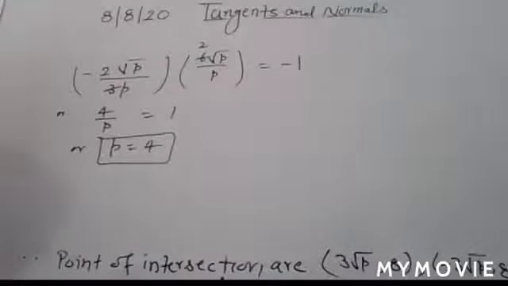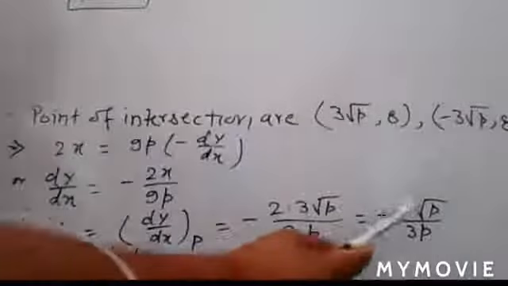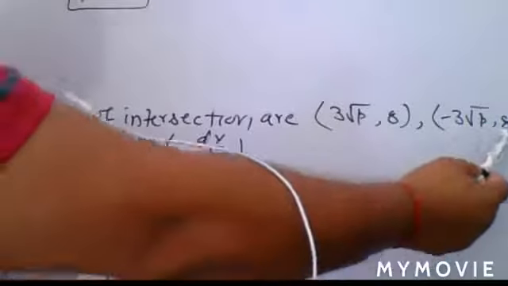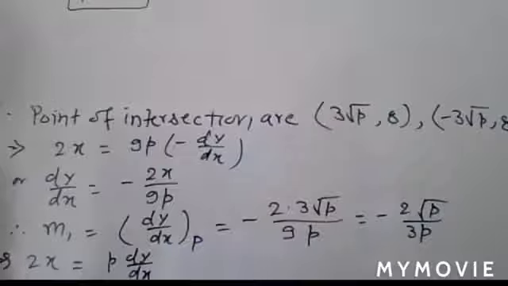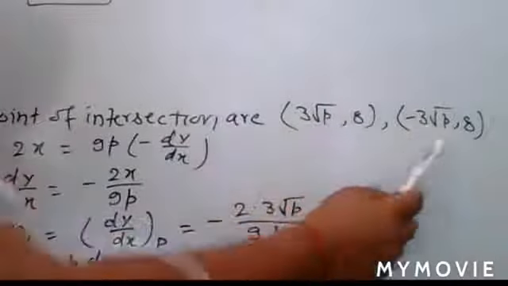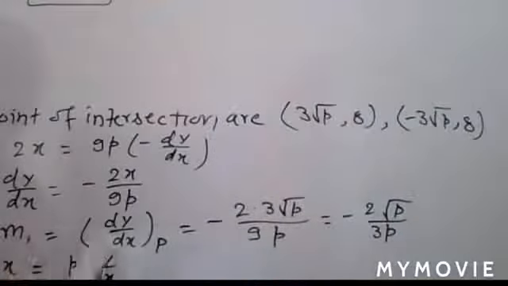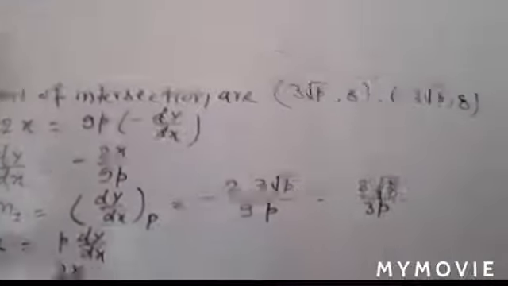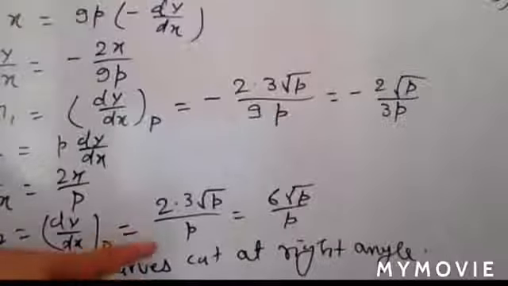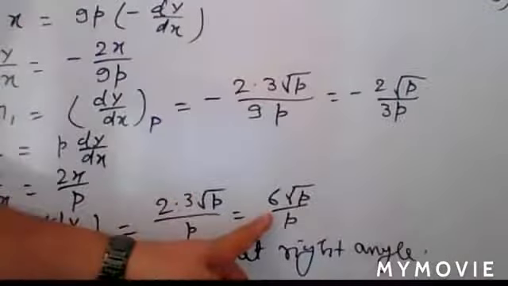Now just think about the other point. Here you have your other point, minus 3 root p, 8. Now if you put in the same value, you see only the sign is changed. So the value of m1 here becomes positive, and for m2, if you put the value of x here, it becomes negative.